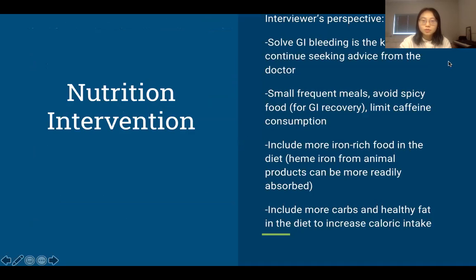According to the counselor's perspective, the main issue here is to address her GI bleeding, so she should continue seeking advice from the doctor to treat her disease. From the medical nutrition aspect, she should be advised to have small frequent meals, avoid spicy food and crunchy food, and limit caffeine consumption in her diet to avoid interfering with iron absorption. Also, she should consume more iron-rich food, especially heme iron food from animal sources. She also needs to include more carbs and healthy fats in the diet to increase the total caloric intake.